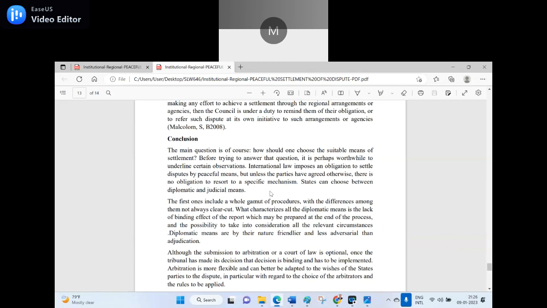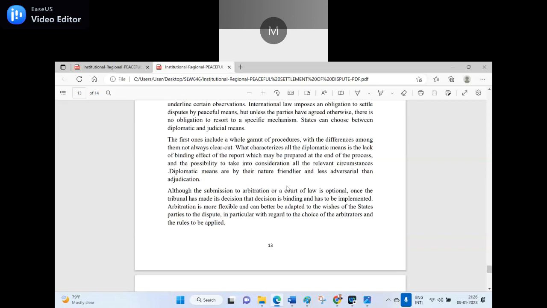Are you following me? No fault of the child. Why should the child be punished? Yes, Professor, that is the reason. So states can choose between the diplomatic or judicial means. By any means they can make it out. If they come to the conclusion that they have settled the dispute, could any other agency interfere in it? The answer is no.